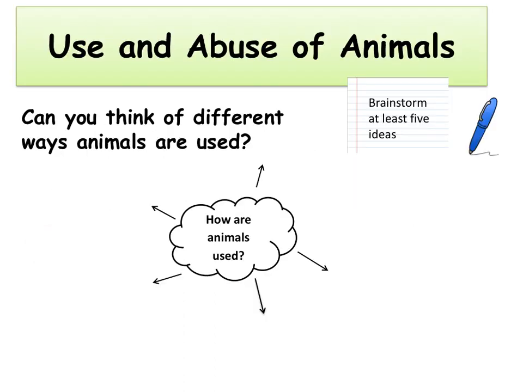The next thing that we need to think about is how we use and abuse animals. The first thing that I want you to do is to make a spider diagram in your notes talking about how we might use animals. These might be for good things, they might be the things that you see as bad. Any way that we use animals as humans is what I want to see. Brainstorm at least 5 ideas on your piece of paper. Pause the video now in order to give you time to do that.